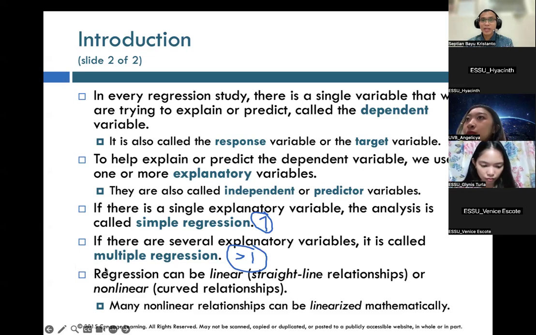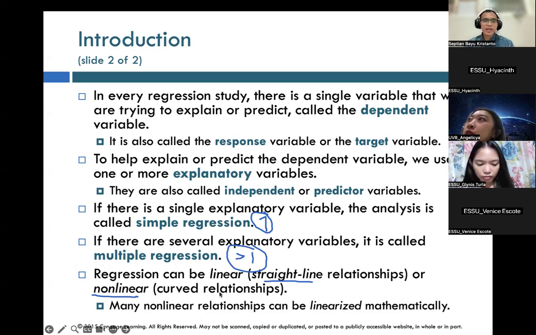The kinds of regression also come in different types. Sometimes we have a straight line, like this one, a linear relationship between the variables, and another one is the nonlinear or curved relationship.